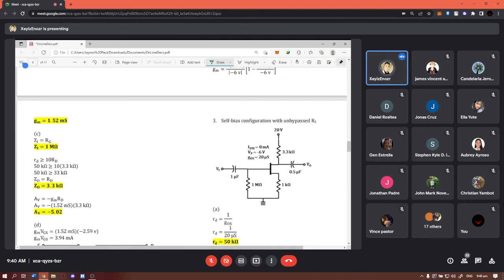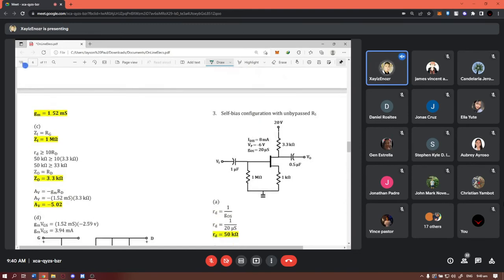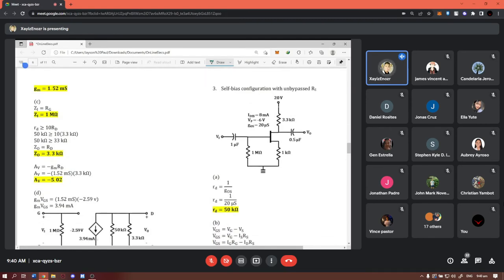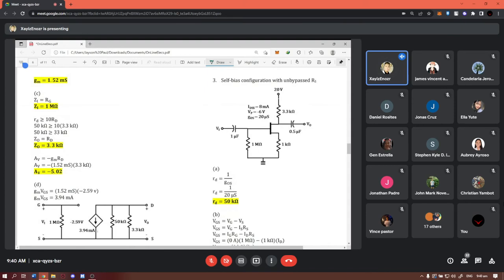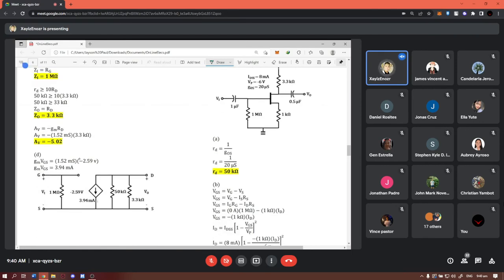Then we have to find input. Simply yung Rin natin is RG or input impedance, which is the gate resistance. It is 1 megaohm. Then prove din natin yung RD: 10 times 3.3, so 33 kilo ohms lang yan. Mas malaki siya, so we can now use output impedance as simply yung drain resistance natin. Then for voltage gain, negative gmRD, so we can get negative 5.02. Then after that, we can now determine yung current gain. Multiply mo lang si gm with the VGS. So you can get 3.94.